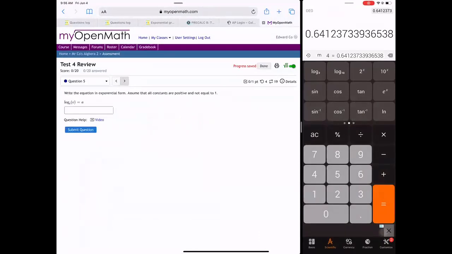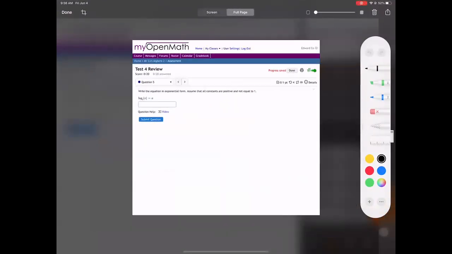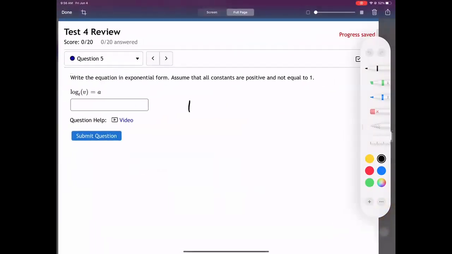Okay, write the equation in exponential form. So this one, just rewrite it in exponential form. So what's the base? Log base t of v is equal to a. And this is where my circle of logs comes in. T to the a power is equal to v. Right? So that's our exponential form. That's what they want you guys to remember. Circle of logs.